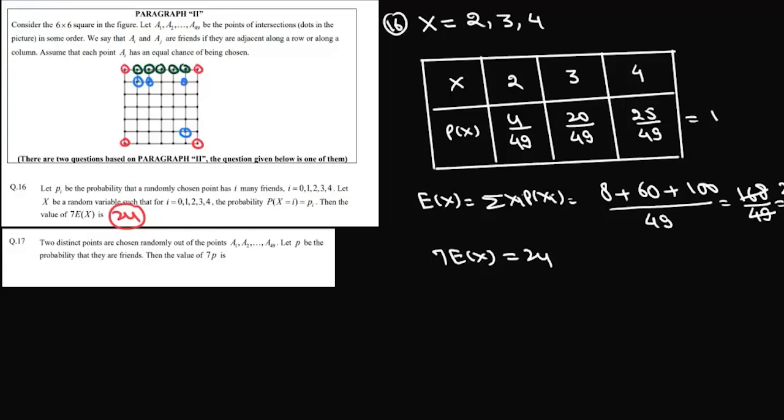Now for question number 17, it says 2 distinct points are chosen randomly out of these points A1, A2, ..., A49. Let P be the probability that they are friends. What is the value of 7P? Now, the total number of elements in the sample space is simply 49C2, and that is 49 into 48 divided by 2. So there will be 49 into 24.